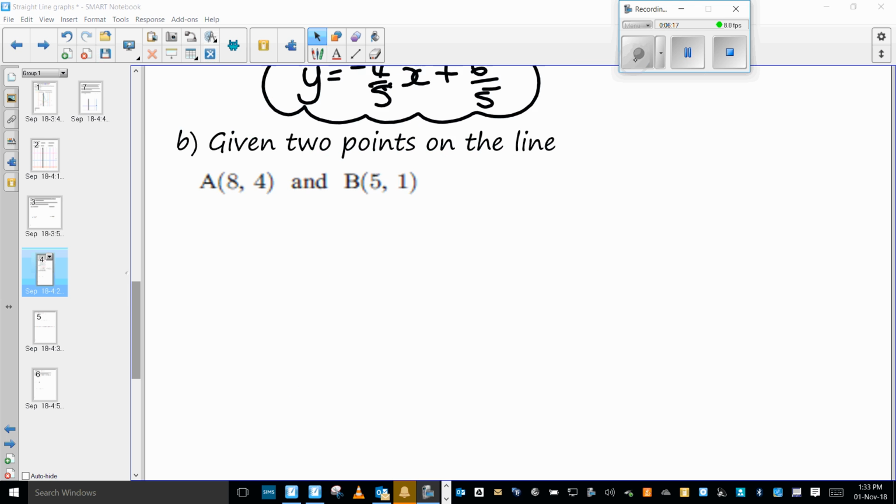So this time, we've just been told 2 coordinates on the line. Okay? So we have to think to ourselves, the 2 pieces of information we need to know are the gradient and the y-intercept. Now, am I able to find the gradient if I know 2 coordinates on the line? Yes. How do I do that?